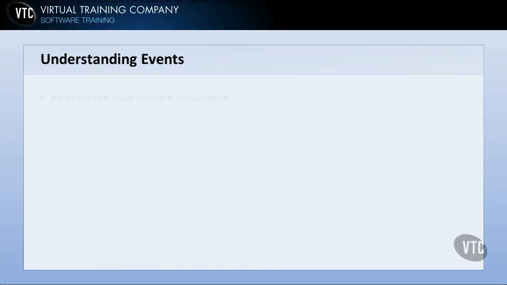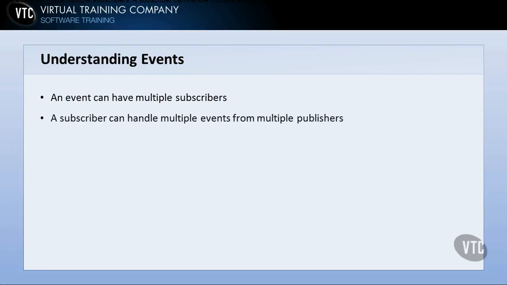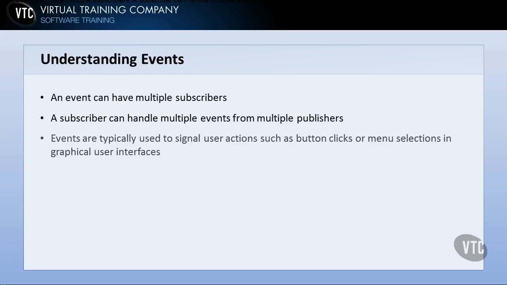Now, an event can have multiple subscribers. Again, go back to when we talked about delegates. As many subscribers as want to can point their methods or assign their methods to any particular event, which is in reality a delegate. A subscriber can handle multiple events from multiple publishers, and events are typically used to signal user actions like button clicks, menu selections, and graphical user interfaces, and so forth.